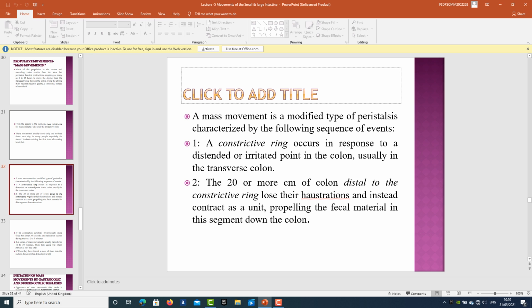A mass movement is a modified type of peristalsis characterized by the following sequence of events. A constrictive ring occurs in response to a distended or irritated point in the colon, usually in the transverse colon. The 20 or more centimeters of colon distal to the constrictive ring lose their haustrations and instead contract as a unit, propelling the fecal matter in this segment down the colon.